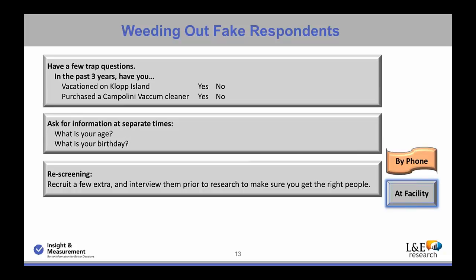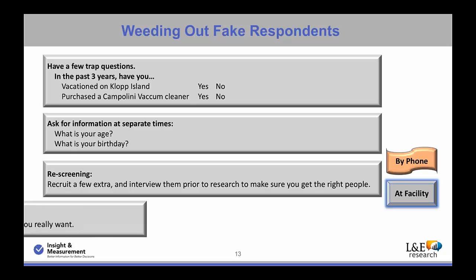Rescreening is enormously helpful. You can do that by phone. You can do that at the facility. I did a lot of work in skincare for a lot of years, and we just had too many people who came in and really weren't quite the target. So we had someone call them up prior to it and talk a little bit about skincare, and could pretty easily tell who was really in the game versus not.